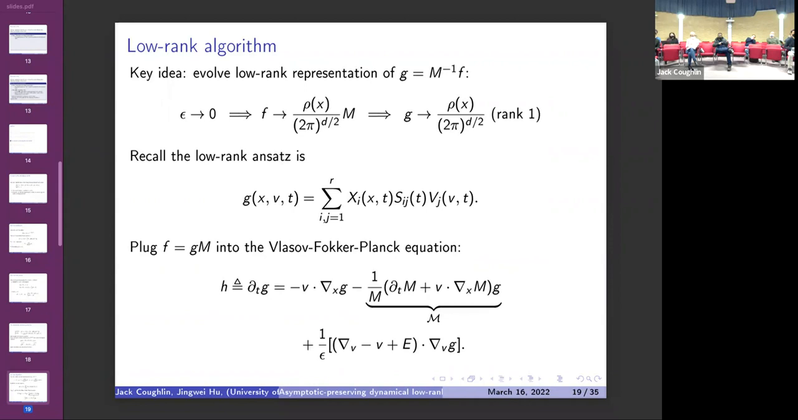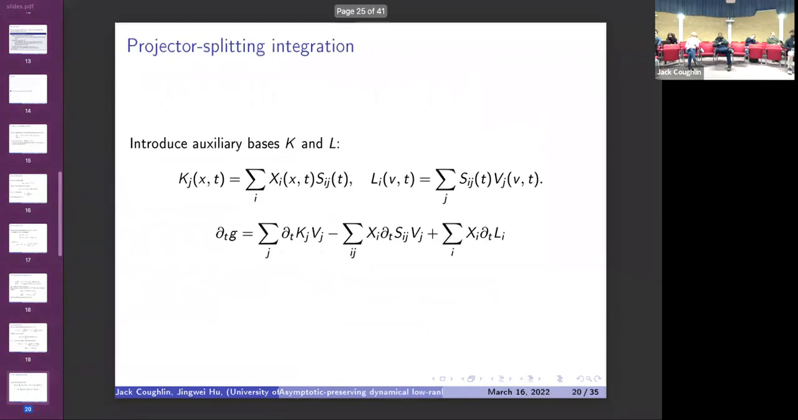So this is our ansatz once again, and we can plug this f equals gm into our equation and derive this right hand side h, which is the thing that we're going to project onto the low rank manifold. To achieve this, we introduce these auxiliary bases K and L. And we identify their time derivative with the part that appears here in the projector-splitting integrator, and then take it one by one.